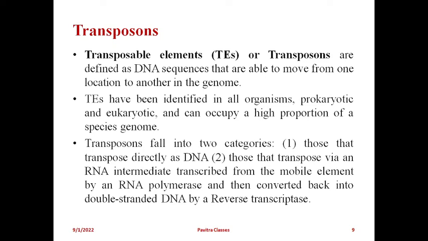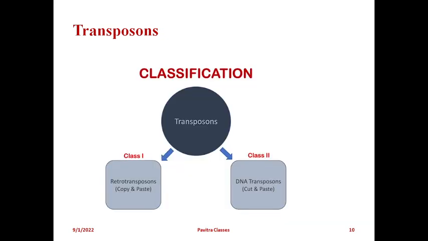They usually fall into two categories: those that transpose directly as DNA, and those that transpose via an RNA intermediate. Through the RNA intermediate, the RNA is again converted to double-stranded DNA by the reverse transcriptase process. This is also one type of transposable element. So in transposons, two classifications are there: retrotransposons and DNA transposons.